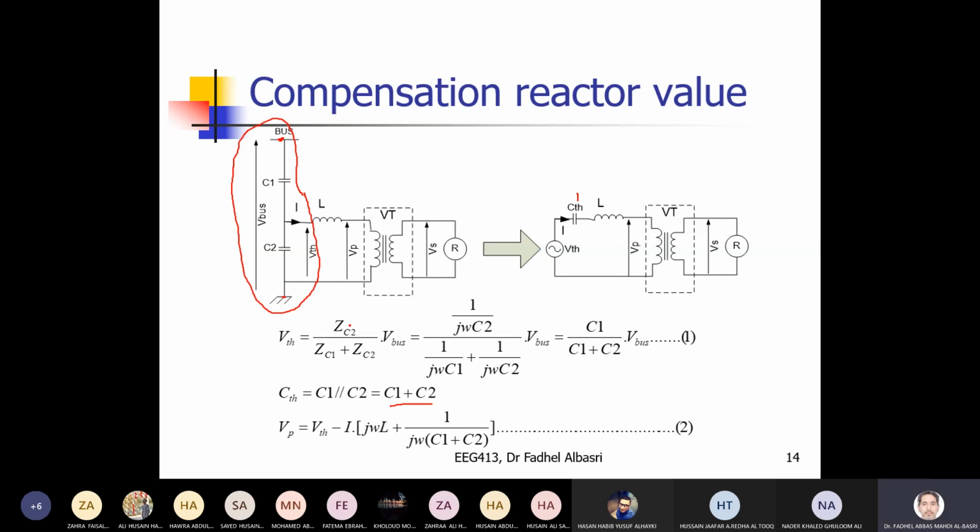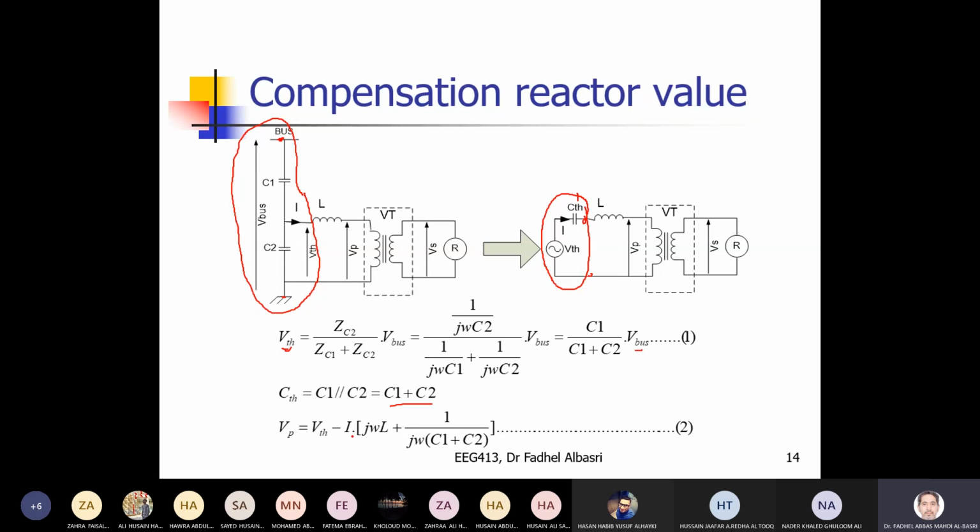And if you substitute ZC2 as 1 over j omega C2 and ZC1 as 1 over j omega C1, I will get this as a voltage divider. So this is the voltage at the bus, and this is the voltage at the Thevenin. So that's the same circuit, but I replaced this with this equivalent circuit, the Thevenin equivalent circuit.